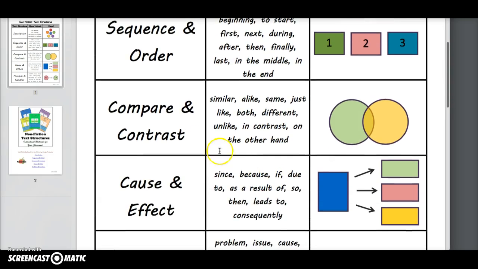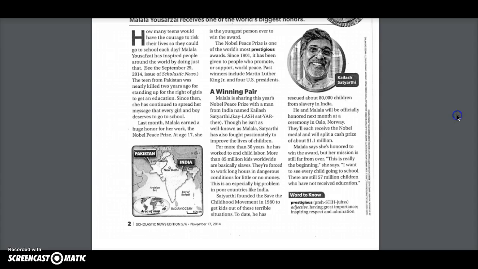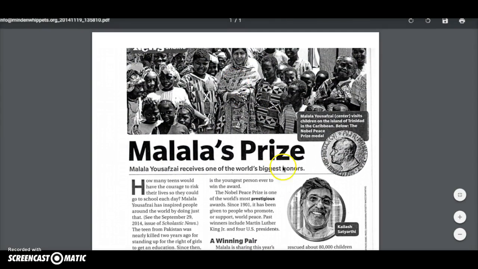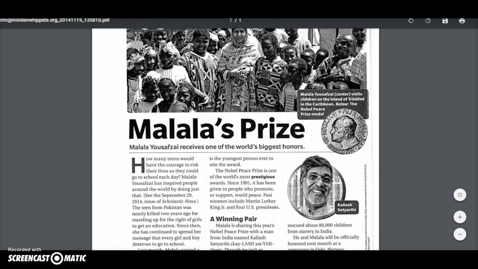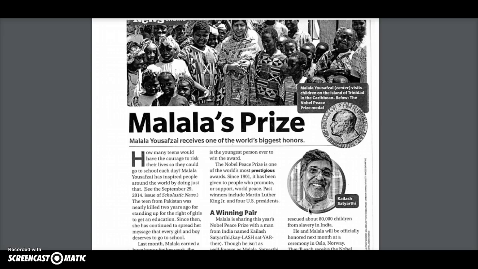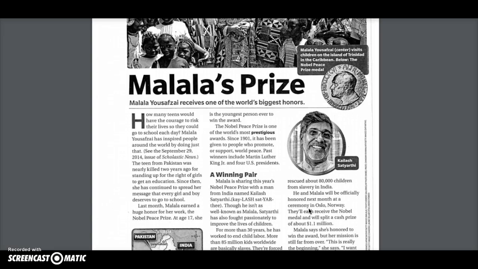Next one is compare and contrast. In this text structure, my author would be presenting information to find similarities and differences between two different things. Now, when I look at the article, I see that my author is telling me about two different people. He's telling me about Malala and the other man who won the award. But he's not really comparing and contrasting them. So I don't think this is a compare and contrast text structure, because it doesn't seem like our author is really finding similarities and differences. Our author is mainly just telling us about these two people.